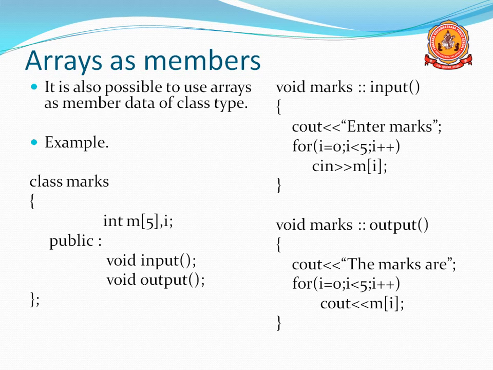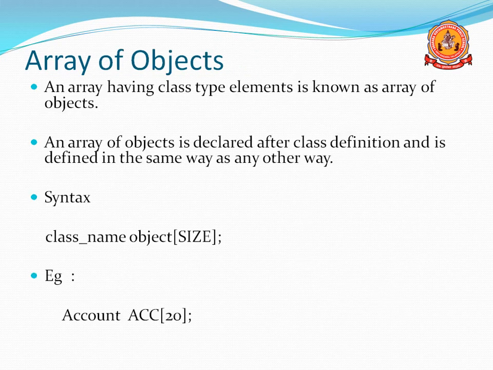The input function is declared inside, and I wrote the function definition outside. Here cout enter marks, I will enter the marks. If you want to access the array, a for loop is required. For i equal to 0, i less than 5, i plus plus. So I use the for loop to access the array. And the same way the output I display by using the for loop, for i equal to 0, i less than 5, i plus plus, m of i. So this is about array as a member. It is also possible to declare the arrays inside the class.